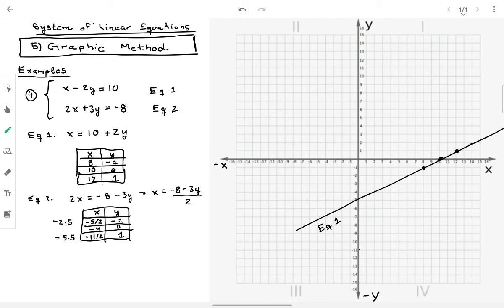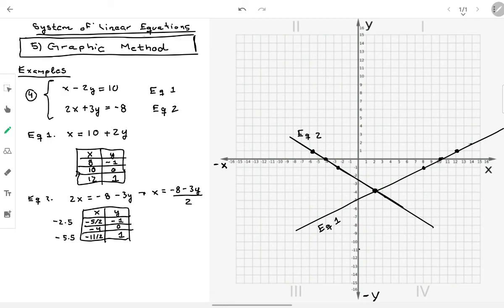So the first one is going to be minus 2.5, comma minus 1. So it's going to be exactly here. The other one is going to be minus 4, comma 0. That is going to be minus 4 to the left, 0 to the up or to the down part. And we have also minus 5.5, comma 1. That is going to be exactly here. So now we can draw the line for our second equation.